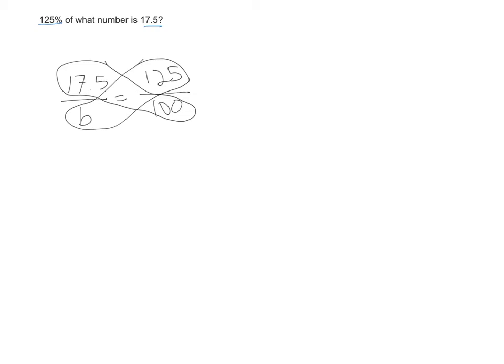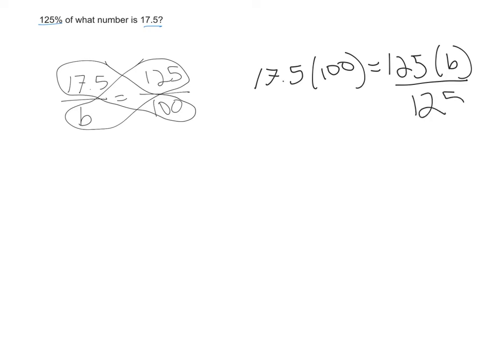So I'm going to rewrite this as 17.5 times 100 is equal to 125 times B. And then what I'm going to do is, to get B by itself, to isolate the variable, I'm going to divide both sides by 125. Therefore, B equals 14. So 125% of 14 is 17.5, and that's our base.